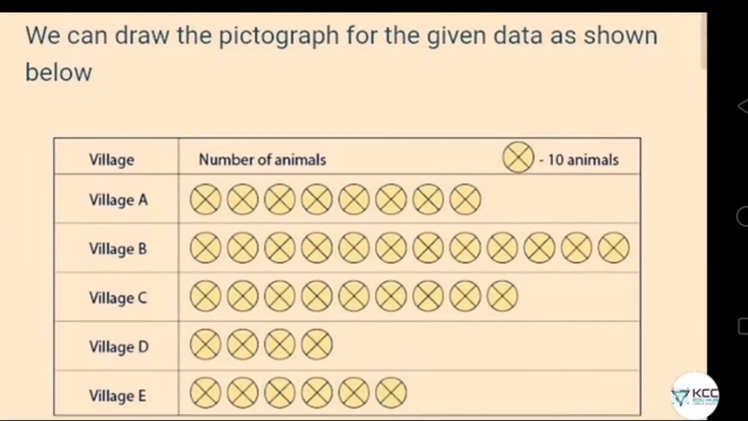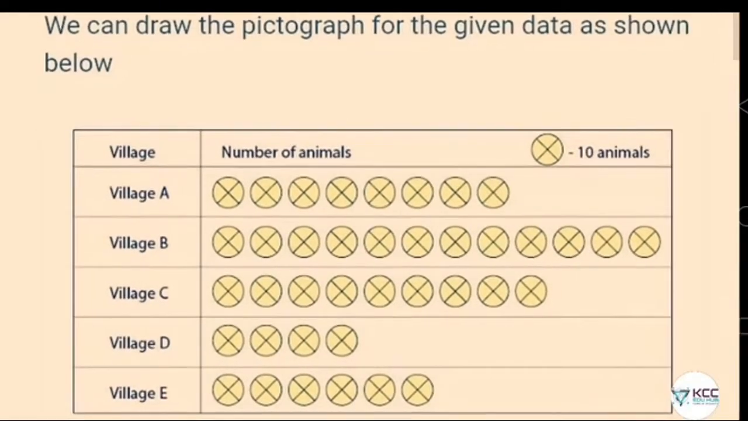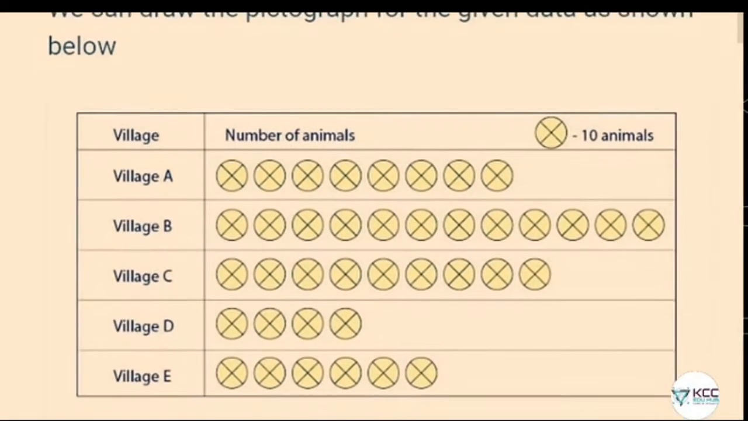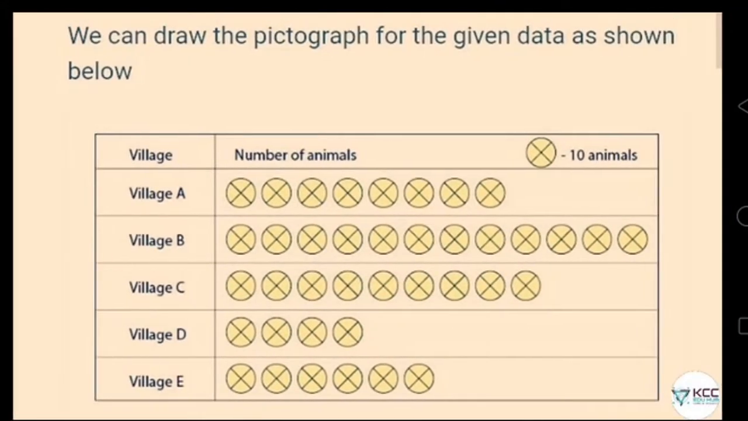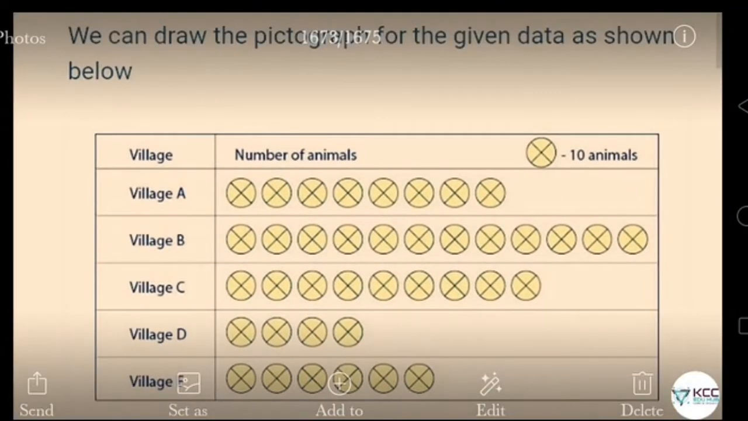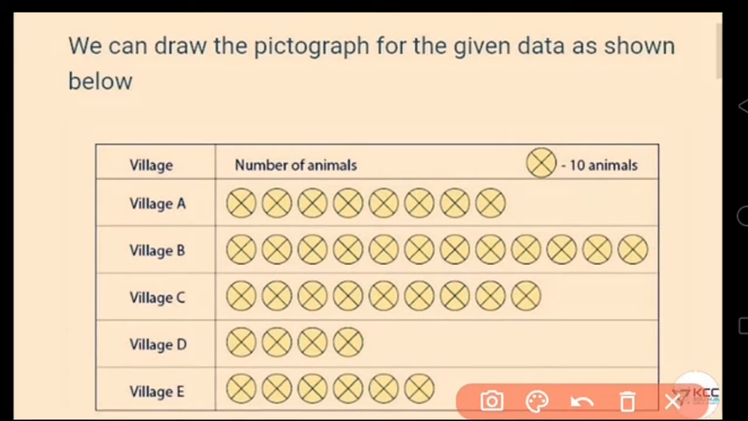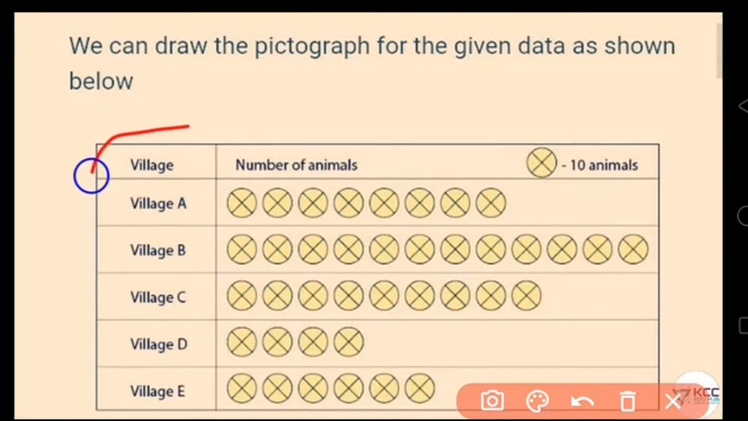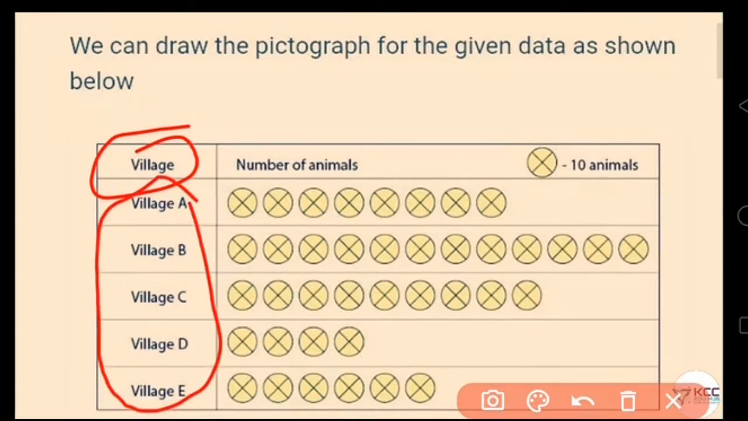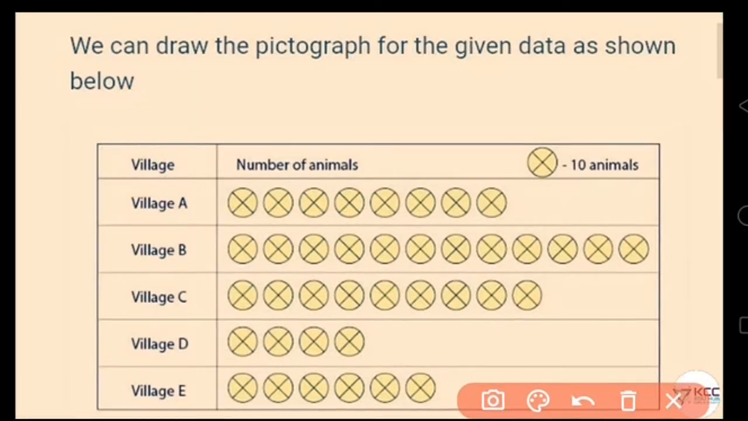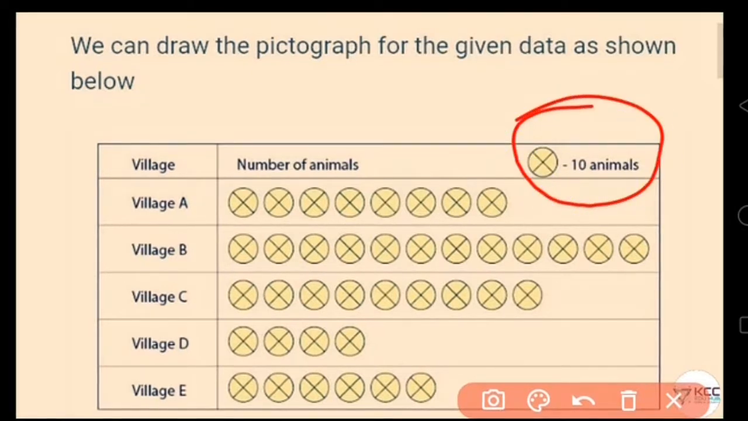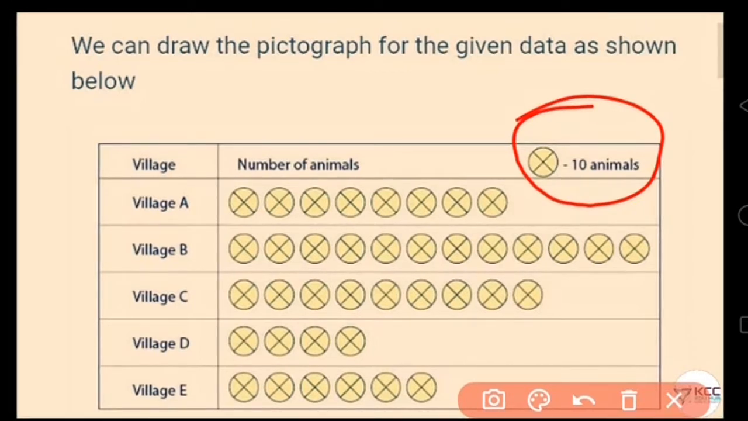We can draw the pictograph for the given data as shown below. How to write the answer? You have to make the pictograph like this. Here the table shows it is actually a pictograph. In a pictograph what we have to do, we have to take the villages. How many villages are given in the question? A, B, C, D, E. The number of animals. This symbol shows 10 animals. One symbol equals to 10 animals.